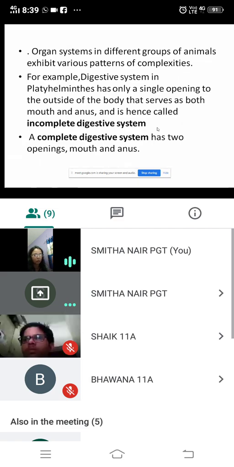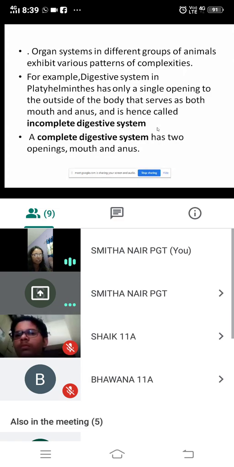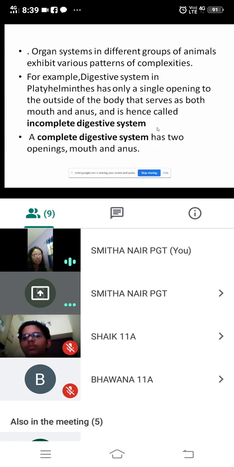So उसमें क्या होता है? There is only one opening for both mouth and anus. खाने के लिए भी and excretion के लिए भी. For both the things there is only one opening, and that is what is called incomplete digestive system. Or complete digestive system, as we are having there are two openings, mouth and anus. So that is complete digestive system. So those are the two bases on which classification is done. This is based on organ system level of organization.